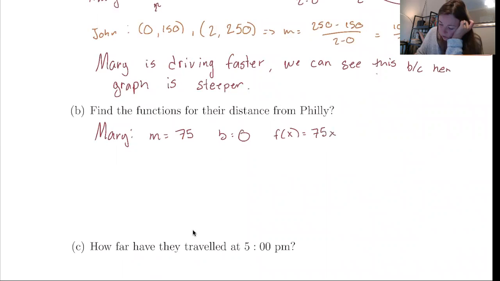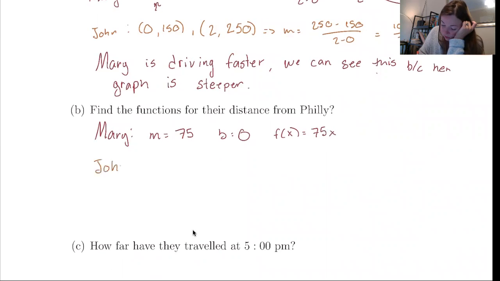And John, we could do similarly. I already found a slope, it was 50, because they have constant rates of change. So it's not going to change over different intervals. What was his initial condition? At noon, he was 150 miles away. So his was f of x equals 50x plus 150.